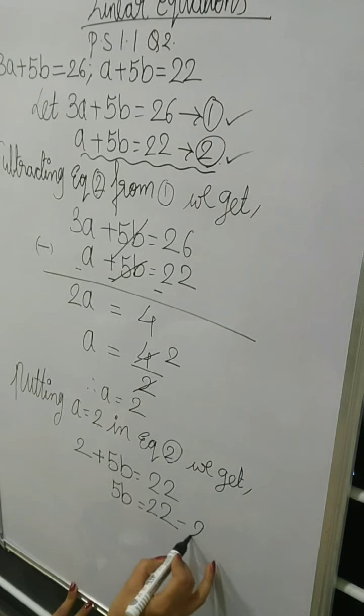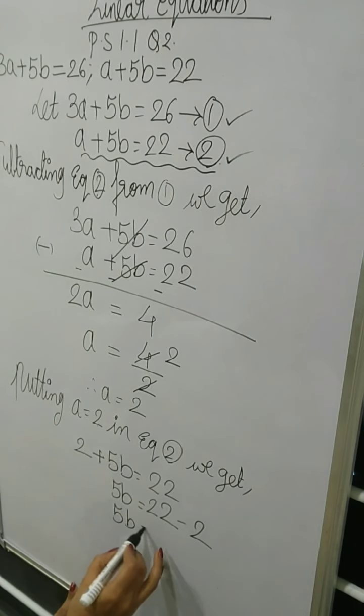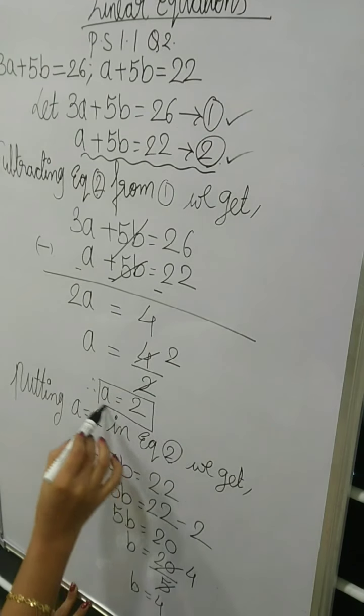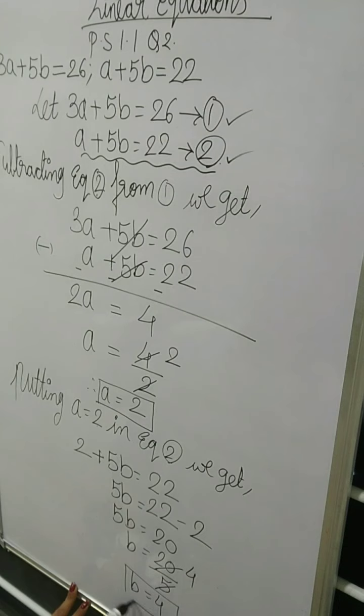Plus 2 comes over here as minus 2. 5b is equal to 20. b is equal to 20 divided by 5. Once I cancel and reduce this, I get it as 4. So here I have got the value of a as 2, and the value of b as 4.